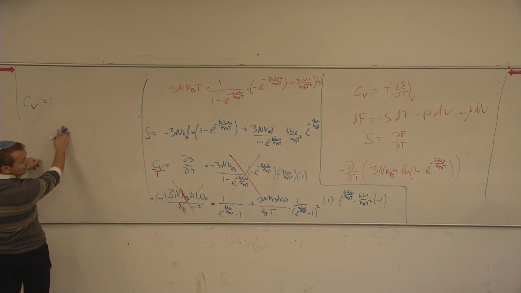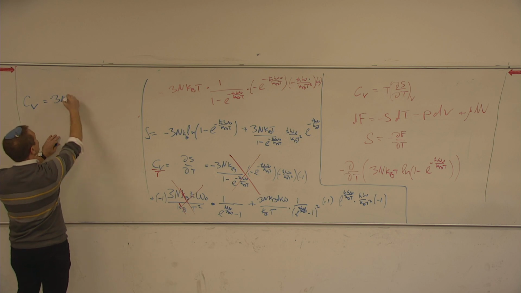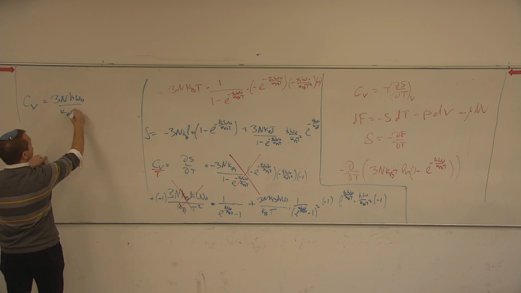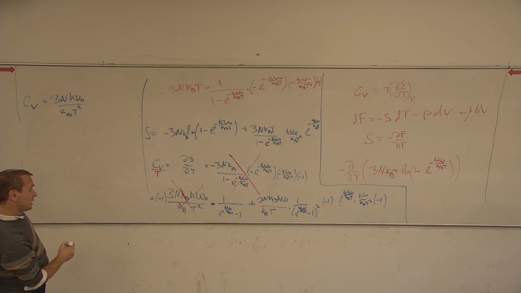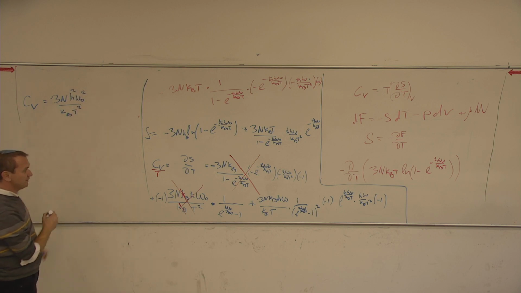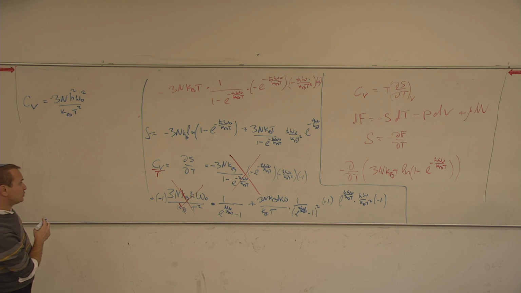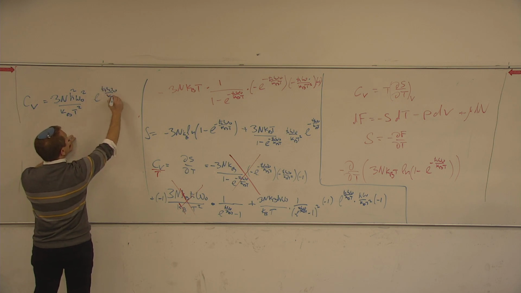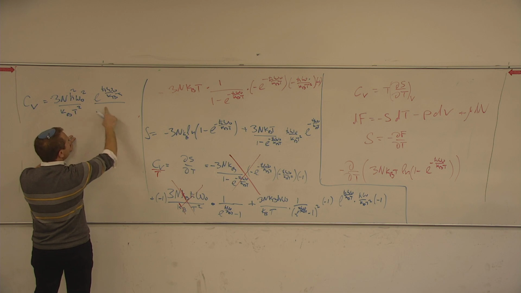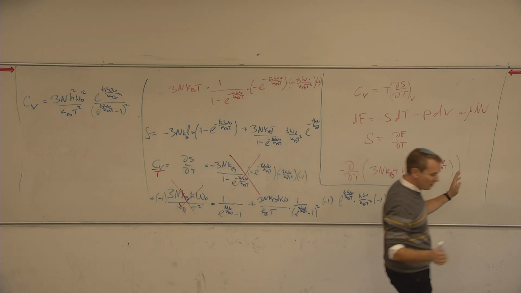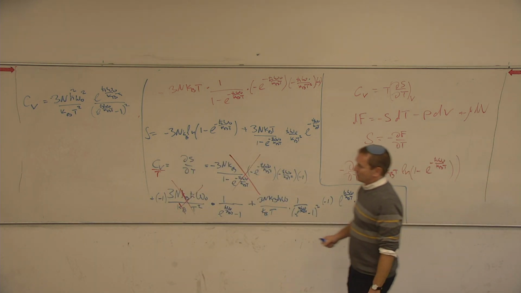Okay, so we have 3n h bar omega 0 divided by k Boltzmann T squared, right? K Boltzmann T squared. We have here h bar squared omega 0 squared. And what else do we have? And we have e to the h bar omega 0 by k Boltzmann T divided by e to the h bar omega 0 by k Boltzmann T minus 1 to the second power. Right. Very nice expression.